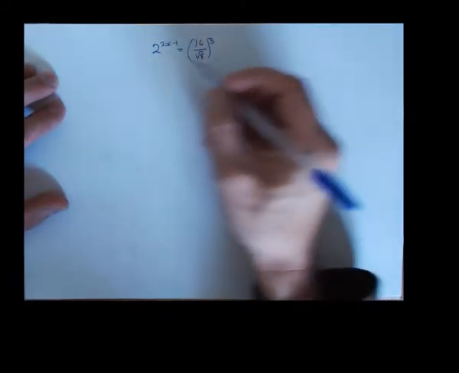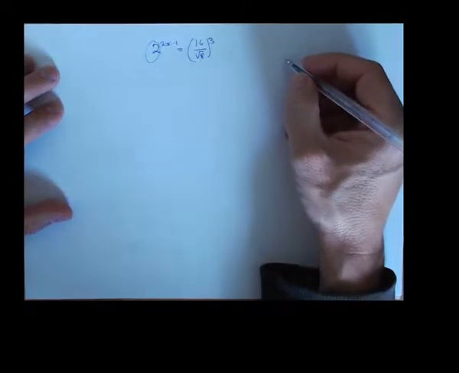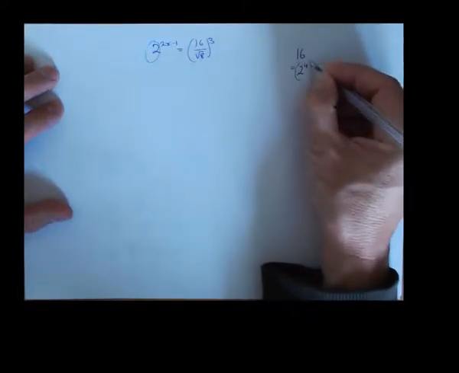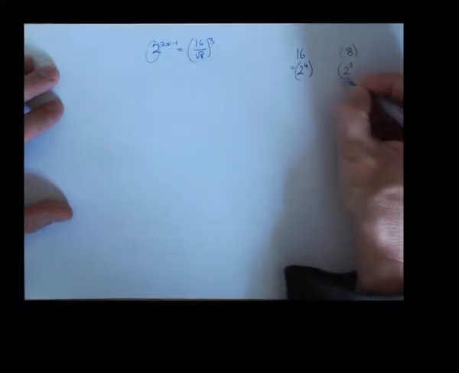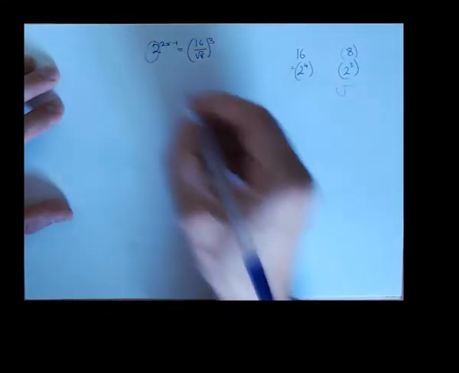So same idea. We recognize that our base is 2, so we're going to be writing everything as powers of 2. So 16 is going to be replaced with 2 to the power of 4 in brackets. 8 is going to be replaced with 2 to the power of 3 in brackets. And then square roots, we'll deal with them in a minute.